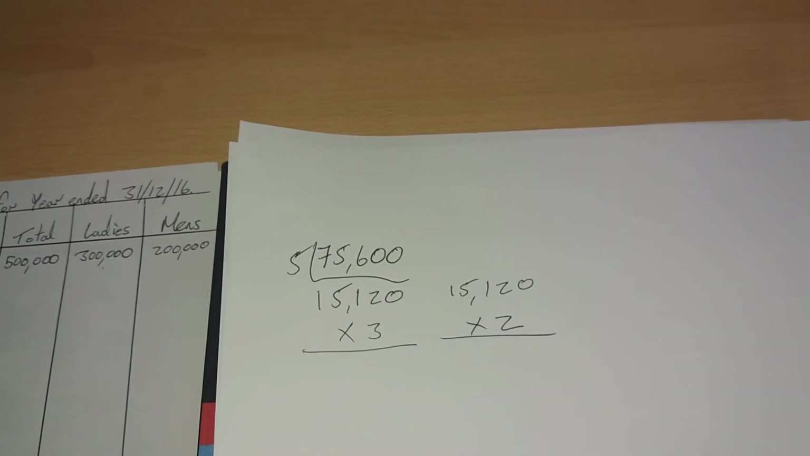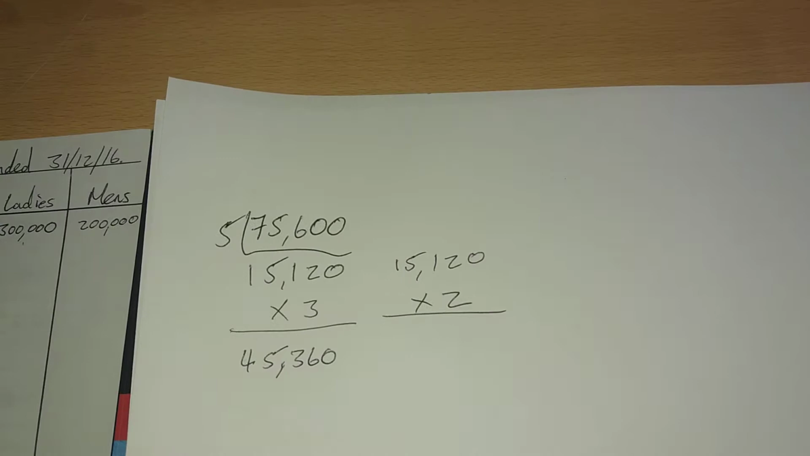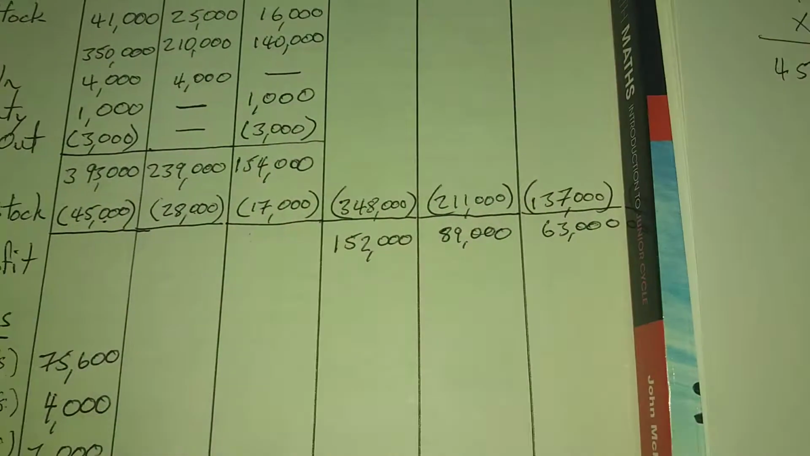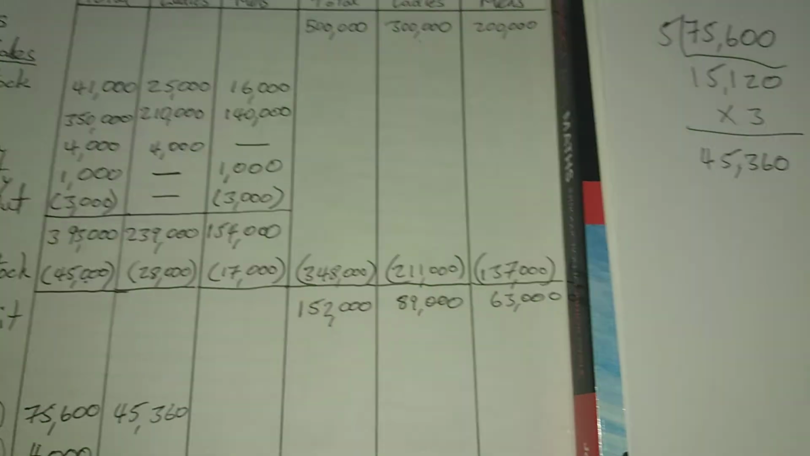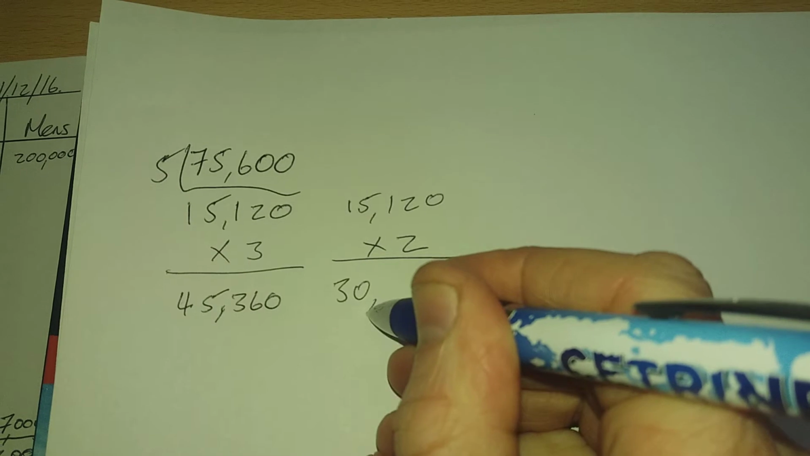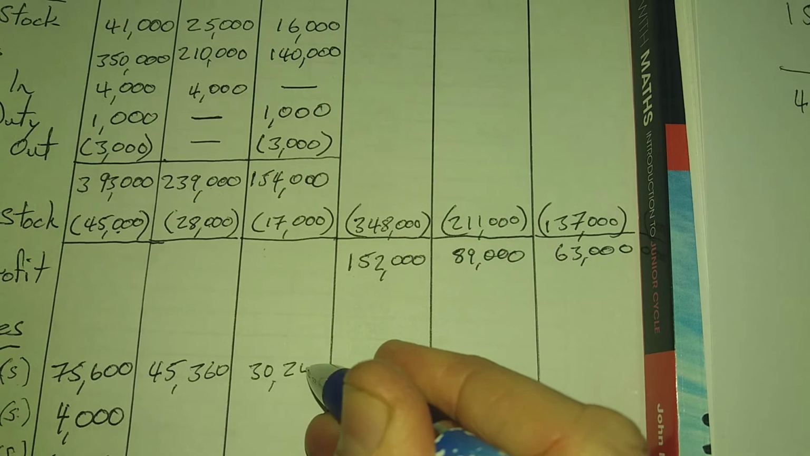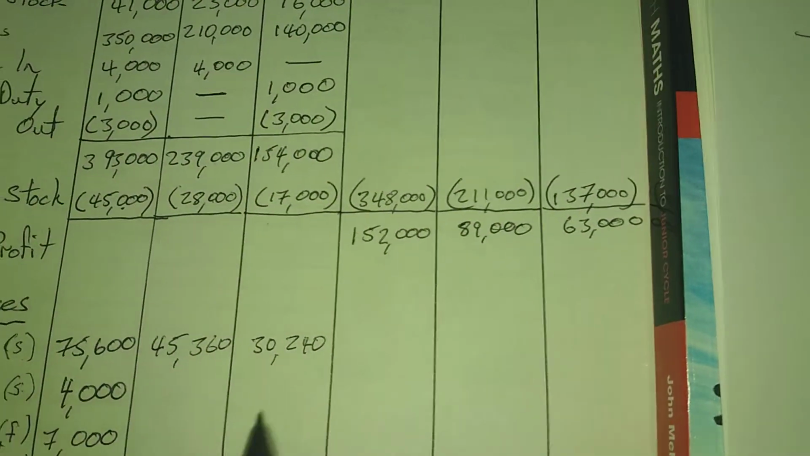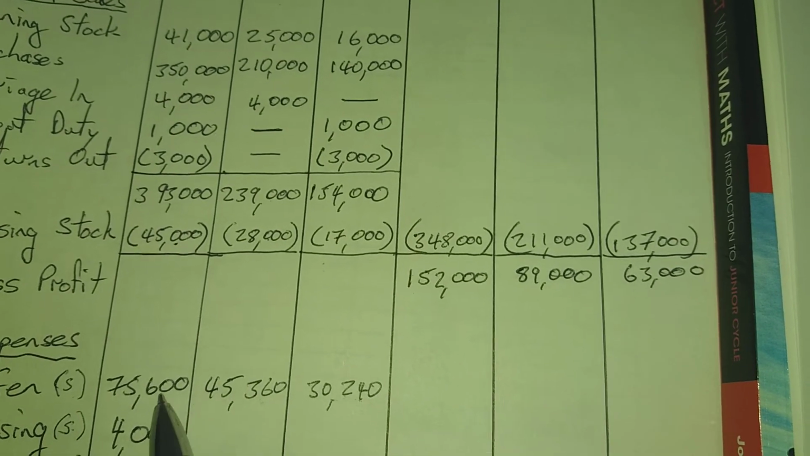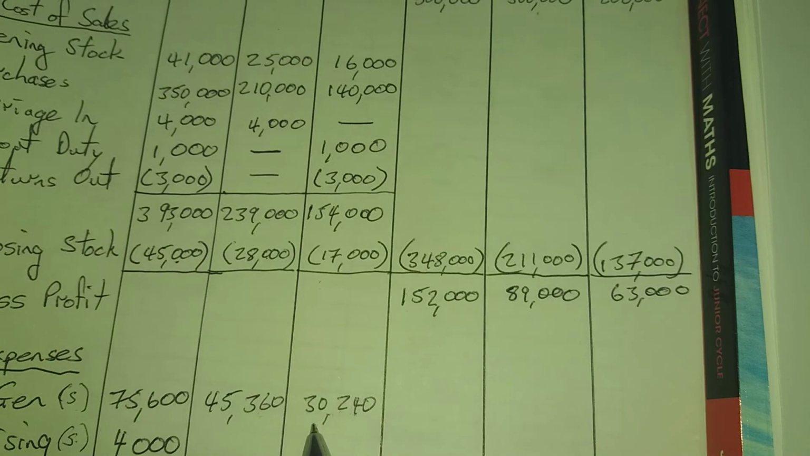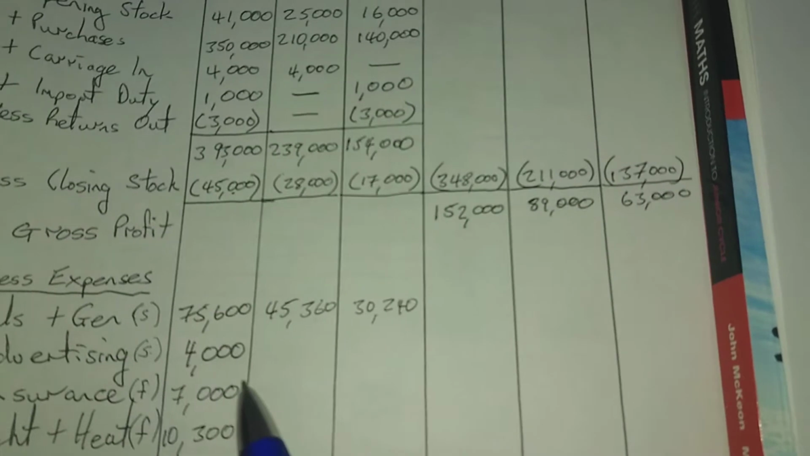Okay, so multiply by 3 gives me 45,360. So that's the amount I'm going to put in for the ladies' wear part of the salaries and general expenses. 45,360. Okay, and 2 is going to be 30,240. And remember, every time, the two figures you have in these columns should always add up to the figure in the column here. So 45,360 and 30,240 is 75,600. That's perfect. Okay, so let's do all the sales ones first, I guess.